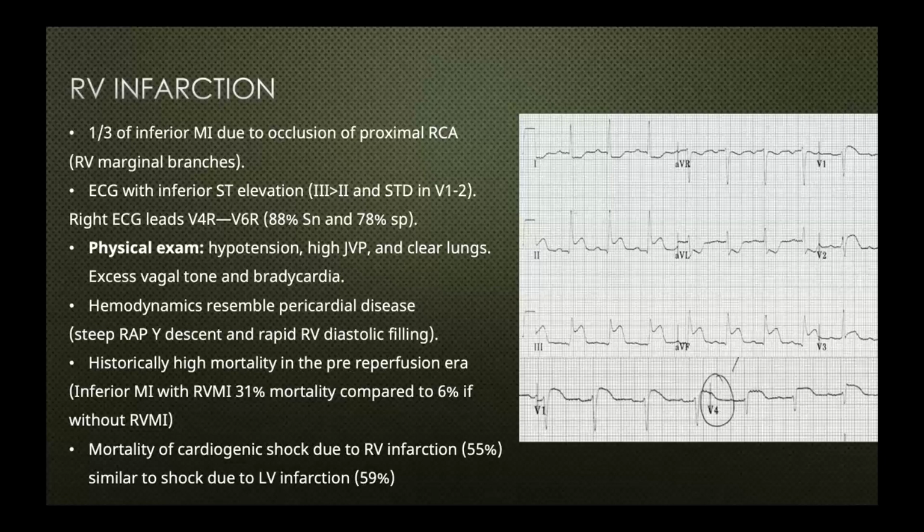And interestingly, the hemodynamics look like pericardial disease with rapid diastolic RV filling and a steep right atrial pressure Y descent. The mortality rate is higher in inferior MI if it has RV involvement. We don't really have good recent data, but previously in the pre-reperfusion era, the mortality in RV myocardial infarction reached up to 30% compared to inferior MI without RV involvement. And cardiogenic shock due to RV infarction still has a very high mortality rate, very similar to LV cardiogenic shock.